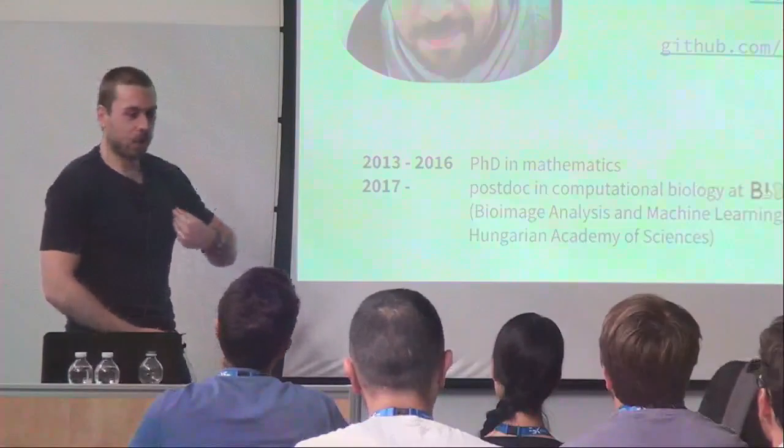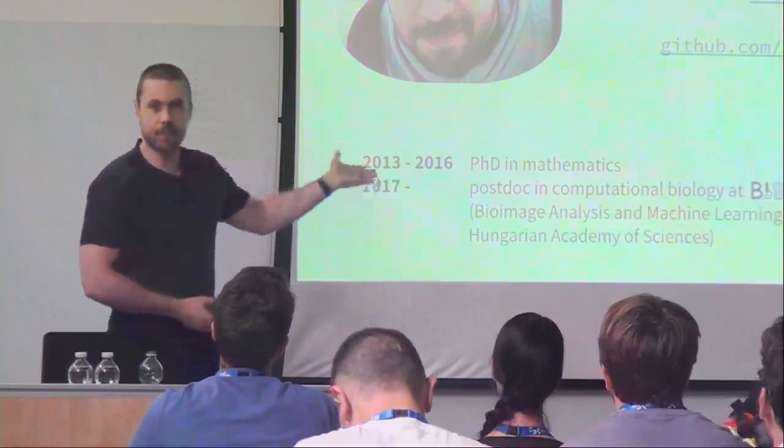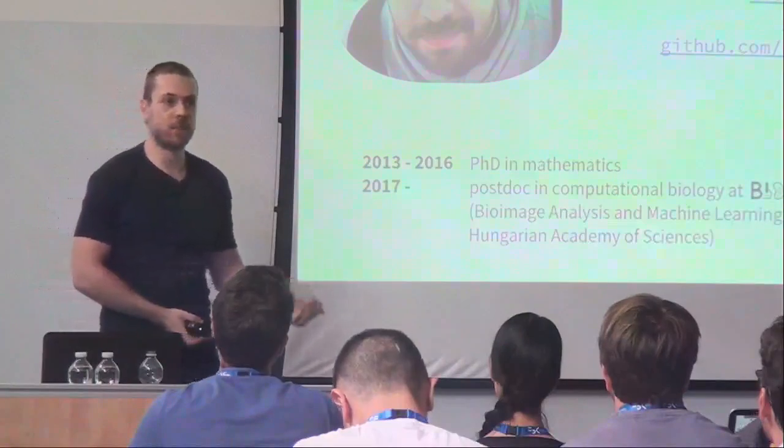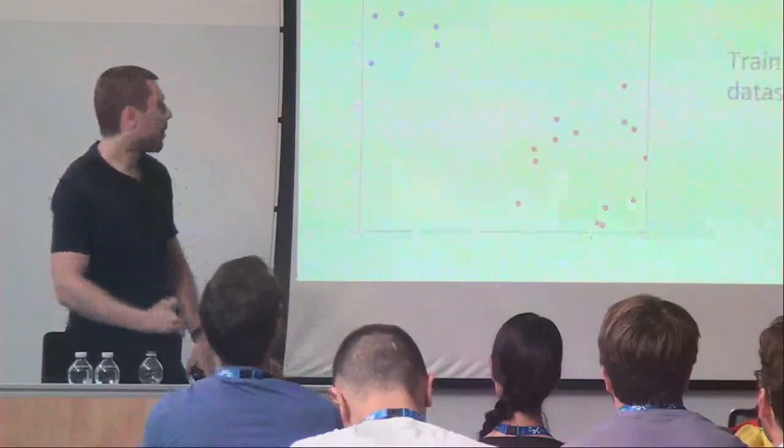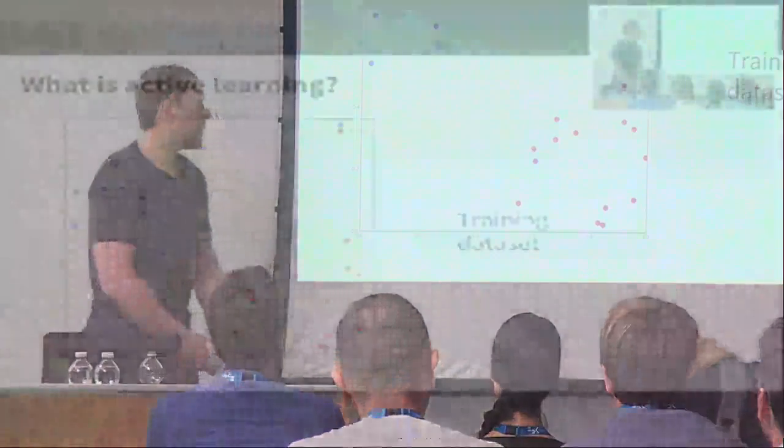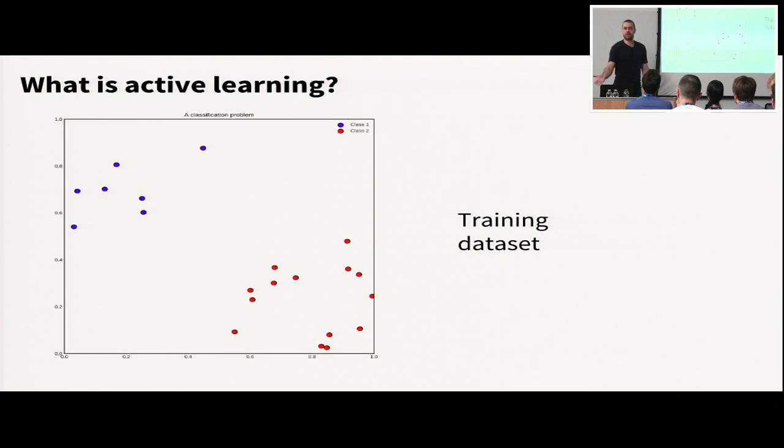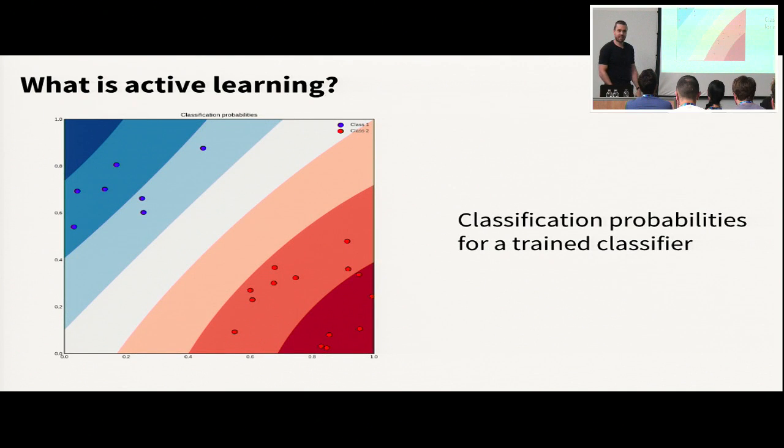I'm going to shortly tell you what active learning is, what Modal is, and why it is useful if you have active learning problems. So, an active learning problem: suppose that you have a training data set for a classification problem, very simple, two classes, blue and red, cancer cell, healthy cell, it can be anything. You can train a classifier on this training data set. And after you train this classifier, you have classification probabilities for each point in your feature space.